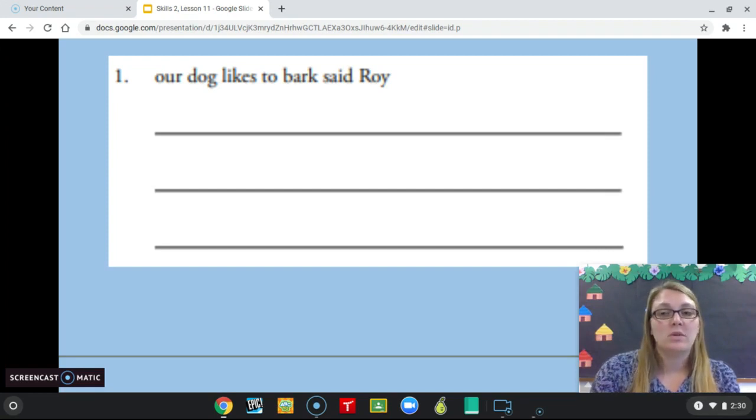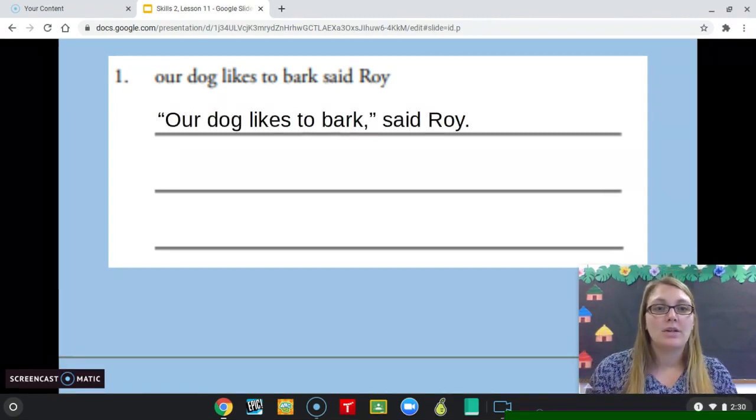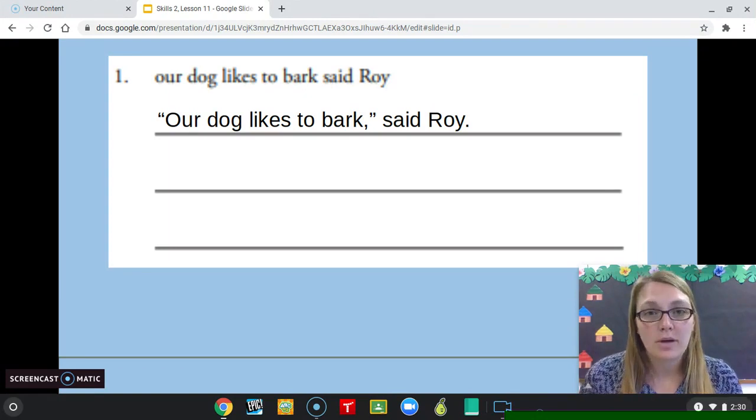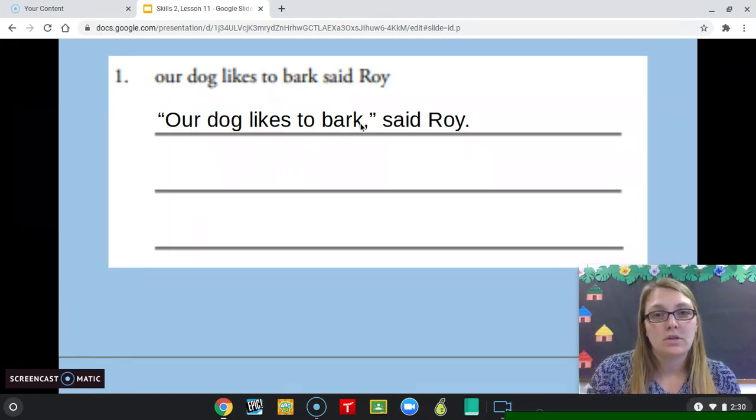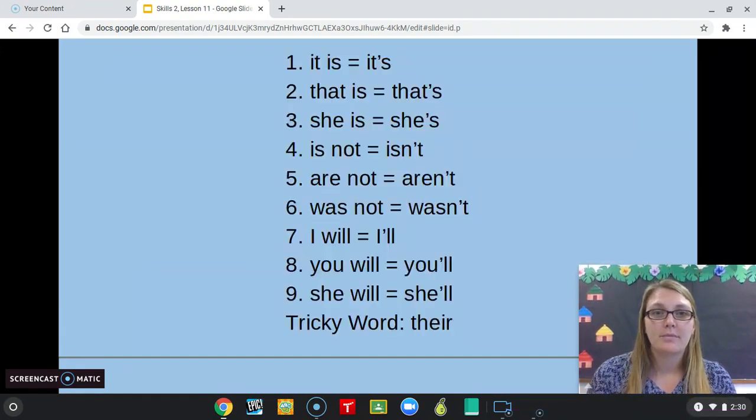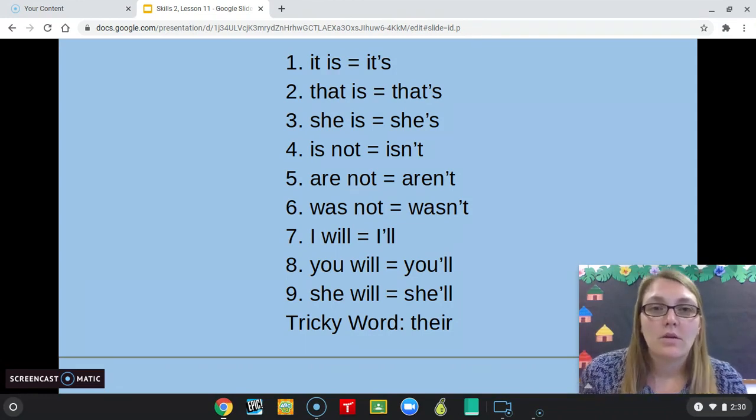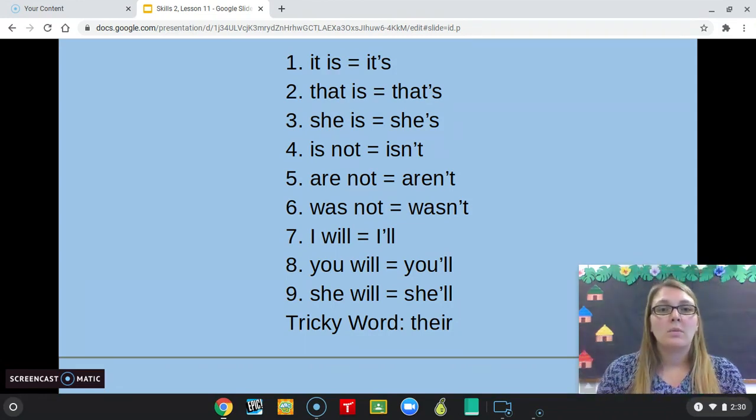Okay, here's some practice, and you'll do some more practice at the end of the lesson on your assignment. Number 1, our dog likes to bark, said Roy. So just like we've been doing, we need to add punctuation, capital letters, and quotation marks. Quotations around our dog likes to bark. It's not a question, so there is a comma in here, a period at the end of the sentence, and a capital O.